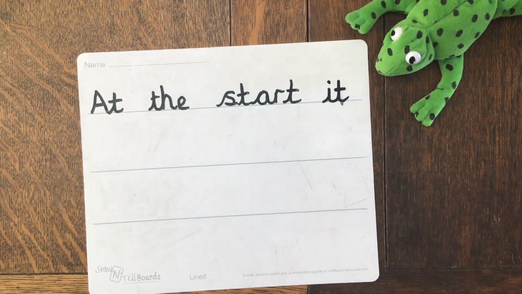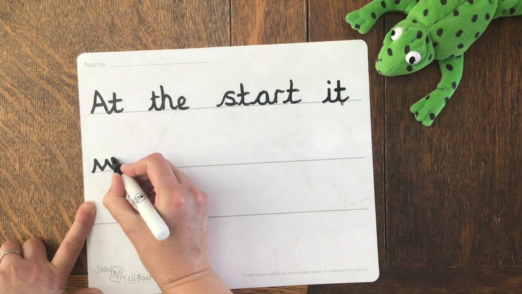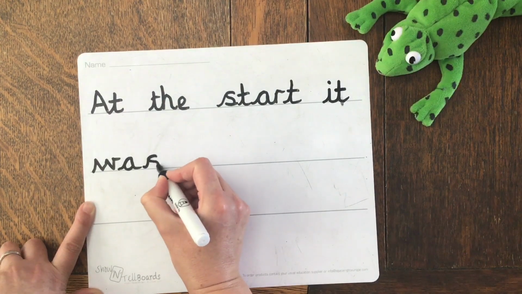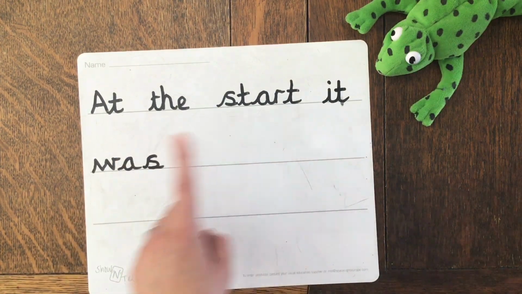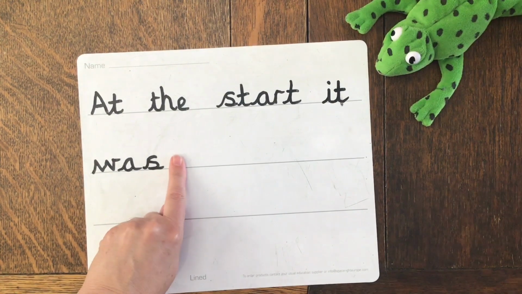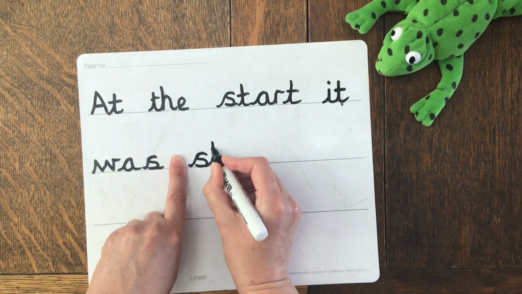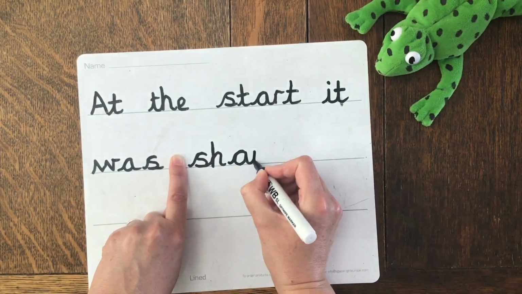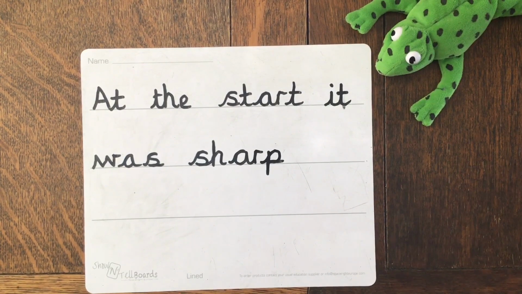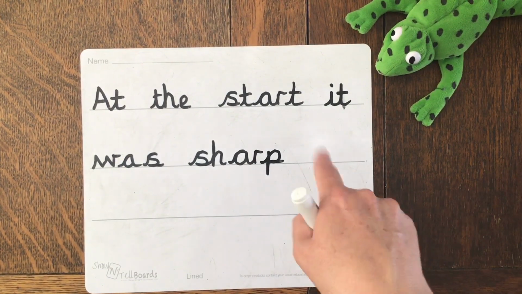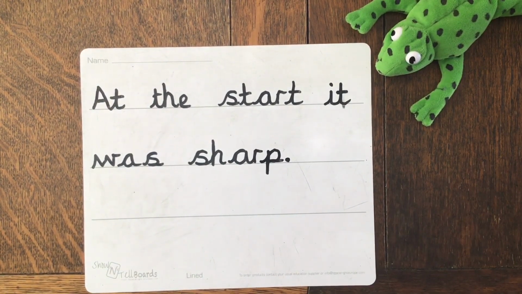At the start, it. On to the next line, was. We're getting really good at this one as well, aren't we? The W, the A, and the S. It's another one of those tricky red words, isn't it? At the start, it was, finger space, sharp. Have I forgotten anything? That's right. I've almost forgotten my full stop. Must remember my full stop at the end, otherwise nobody will know my sentence has finished.